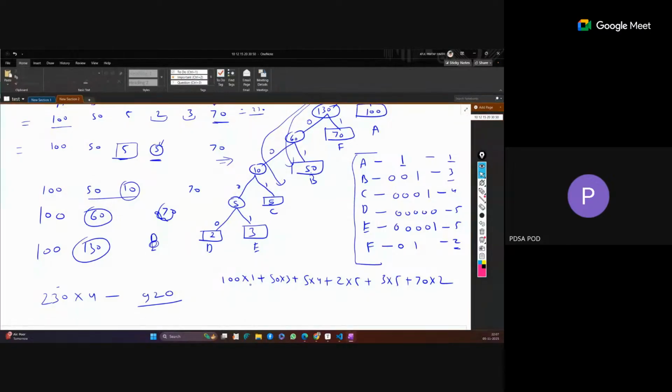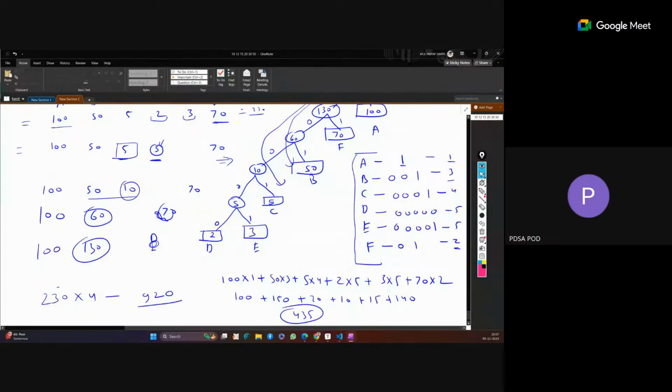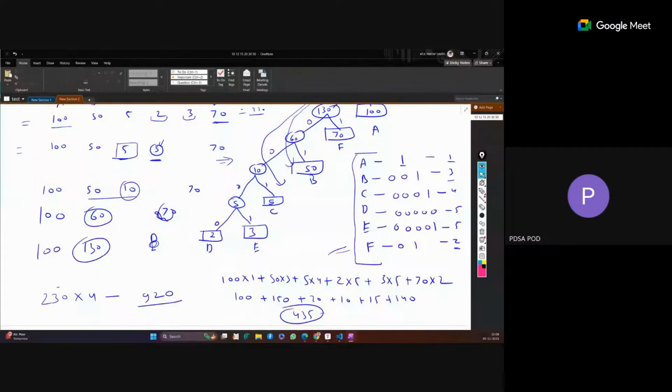So 100 frequency with one length. So 100 plus 150 plus 20 plus 10 plus 15 and plus 140. So how many are you getting? 250, 270, 280, 280 and 100, 380, then 420 and 435. So 435. So you can see that if we create the total code length with these Huffman codes, we need only 435 bits instead of 920. In this way we are reducing our total bits, and this is the Huffman codes.